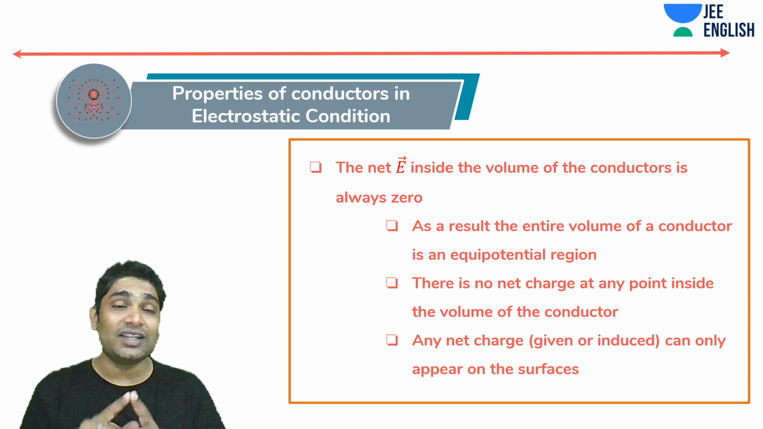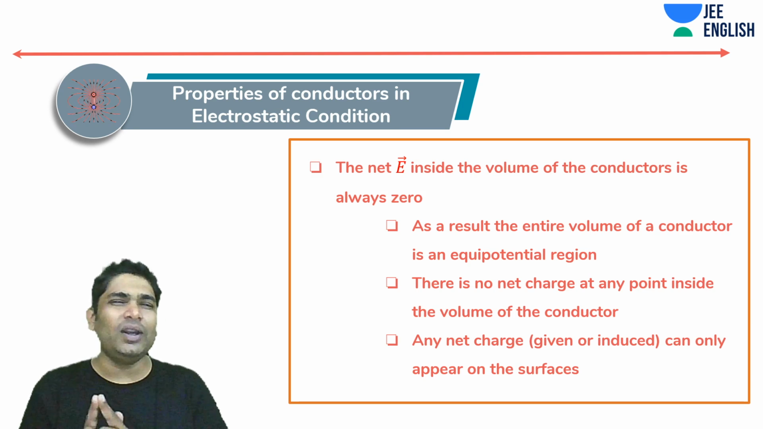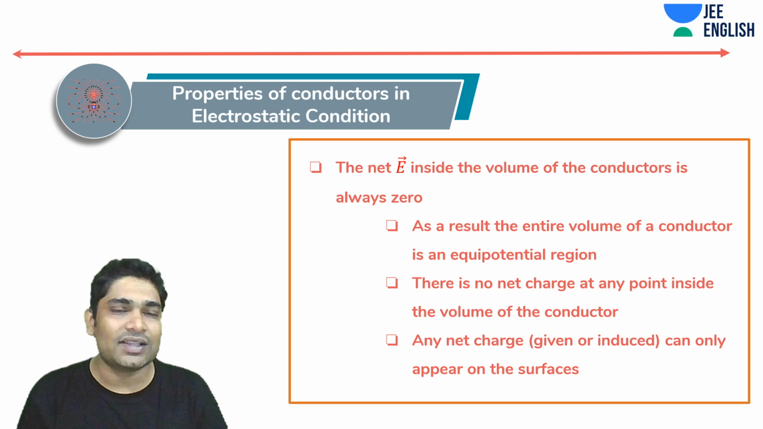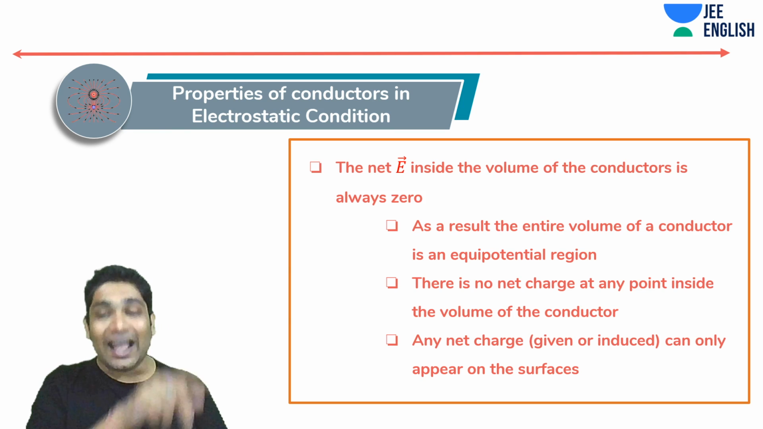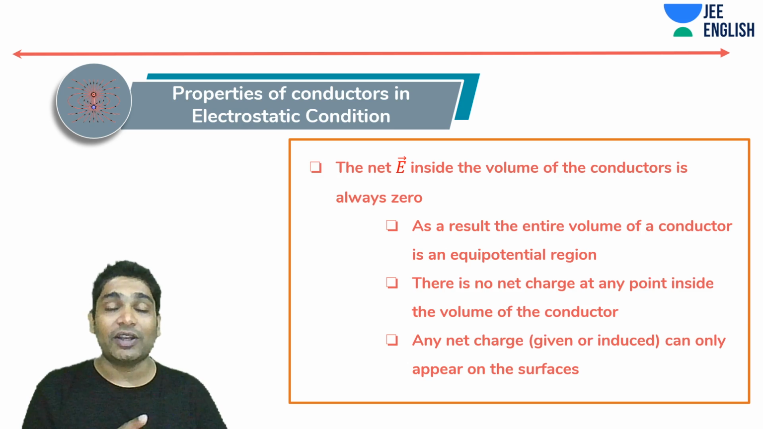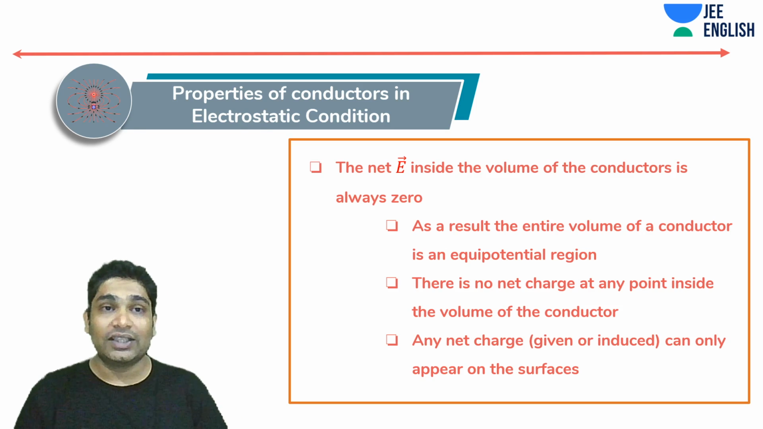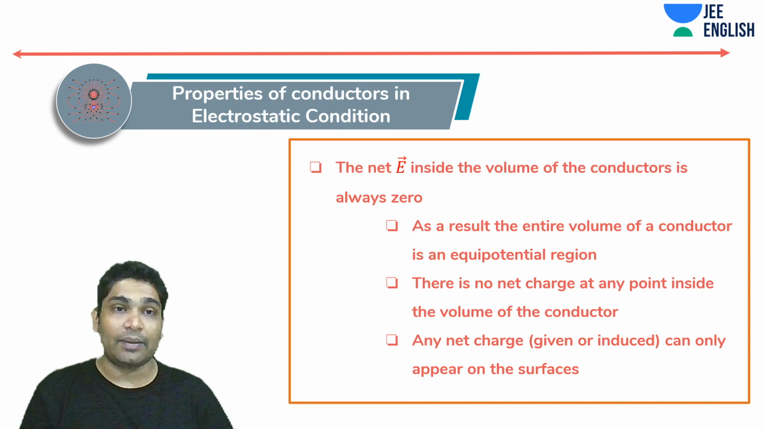Electrostatic condition means there is no motion of charges. The only reason why no charges are moving is that there is no field present. So that is a logical conclusion. Now, once we have this, we know that the entire volume of the conductor will become equipotential. See, you have to follow it all. This is all logical. It goes step by step.